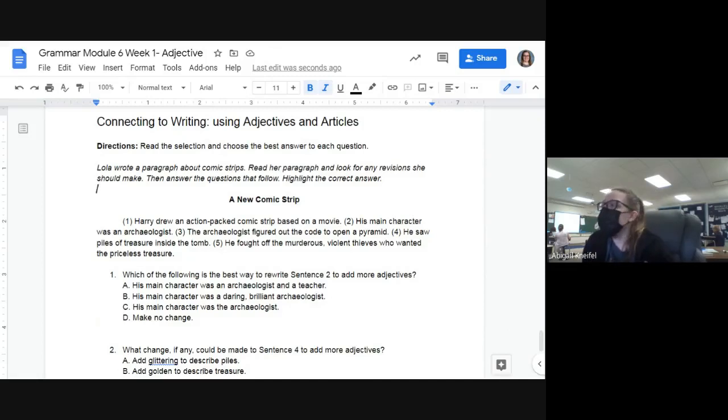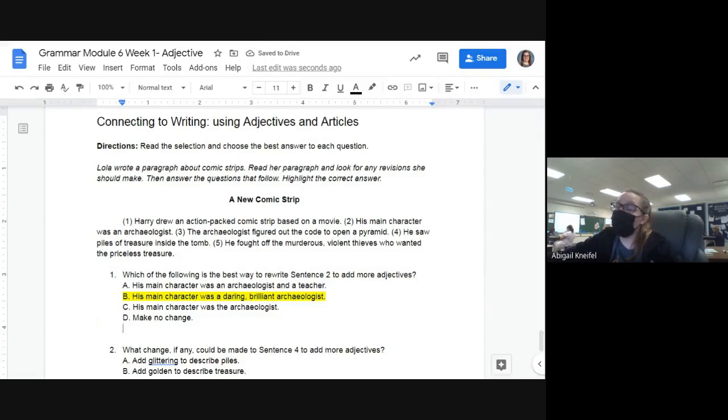Number 1. Which of the following is the best way to rewrite sentence 2 to add more adjectives, more descriptive words? So number 2, the main character was an archaeologist. Should it be his main character was an archaeologist and a teacher? His main character was a daring, brilliant archaeologist. His main character was the archaeologist, or make no change. Remember, we want to add more descriptive words. Which one adds the most descriptive words, Rochelle? B, we add daring and brilliant.